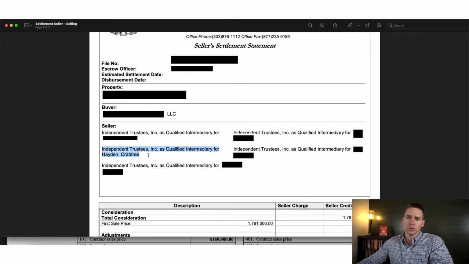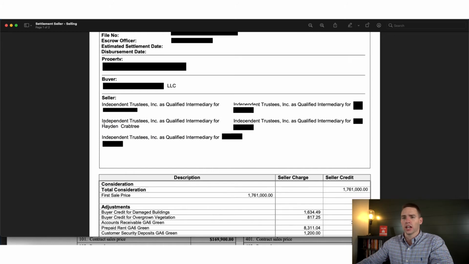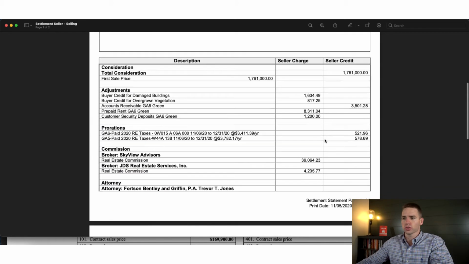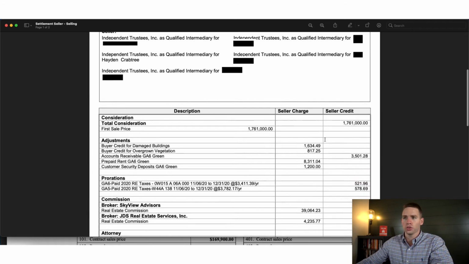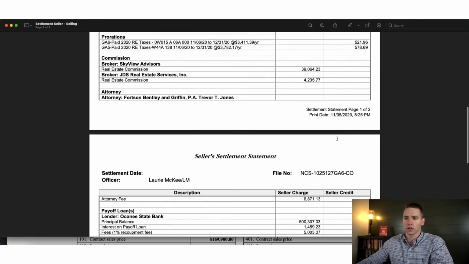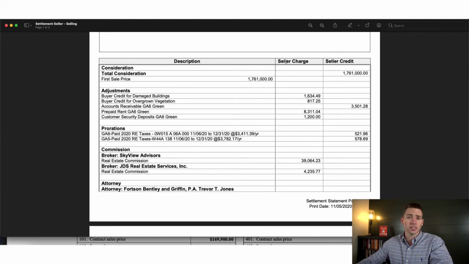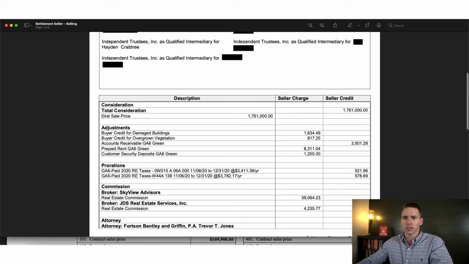I sent my money to a 1031 agent, and that's why it reads independent trustees for Hayden Crabtree. But let's walk through this real quick. It's a little bit of a different layout. There are 2 pages, but it's not referencing anything else, and this doesn't have the buyer side on it. So this is just another format that you may see. But here's how it goes.